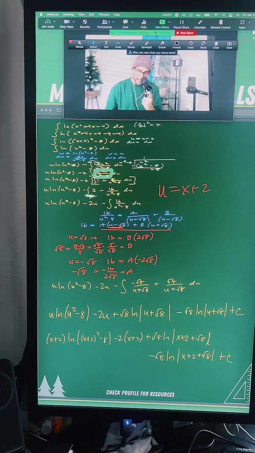I think that one was a minus root 8. For the b, it was a minus. So I'm going to change that right now. That was a minus. This was a minus. And then the last one was a minus. My bad.